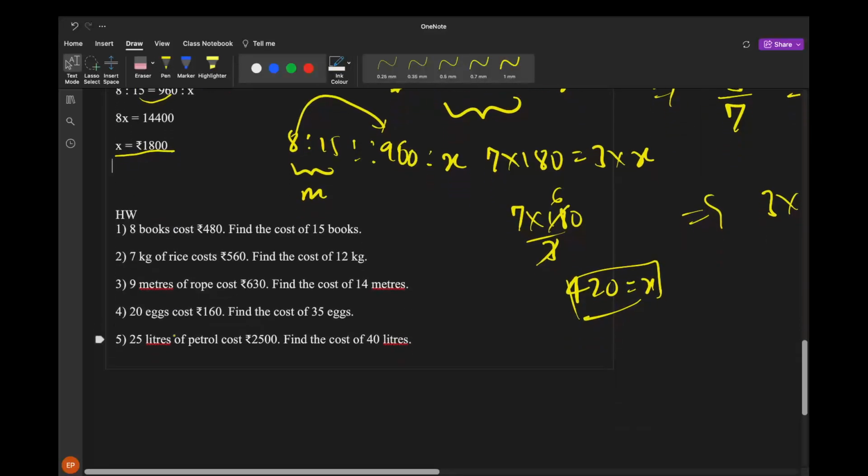Like that, direct proportion helps in finding unknown values, which means of both quantities, if one increases, the other should increase. If one decreases, the other should decrease. This is called a direct proportion.